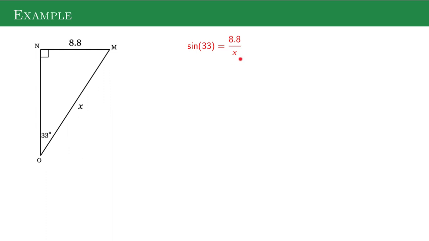I want to get this x by itself, so I need to get it out of the denominator, multiplying both sides by x, and those are going to cancel out again. Now on the right-hand side, I have 8.8. I need to get this x by itself, so I need to get rid of sine of 33. Right now, they're being multiplied, so I divide both sides by sine of 33. This is now x all by itself. I can put this in a calculator and get my answer, 16.16.